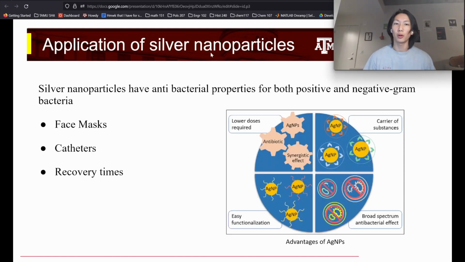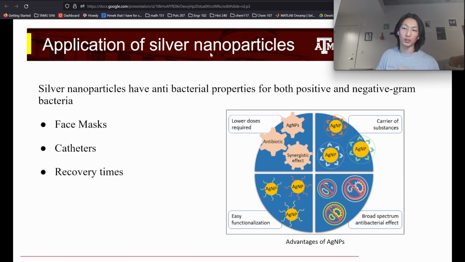So silver nanoparticles have antibacterial properties against both gram-positive and gram-negative bacteria, and this can be used in multiple applications such as face masks, catheters, and also just gels for ointments that you put on open scabs. The way that it would help face masks is that with a silver nanoparticle lining, it would be able to stop the spread of bacteria like E. coli, and with catheters, it's the same thing.